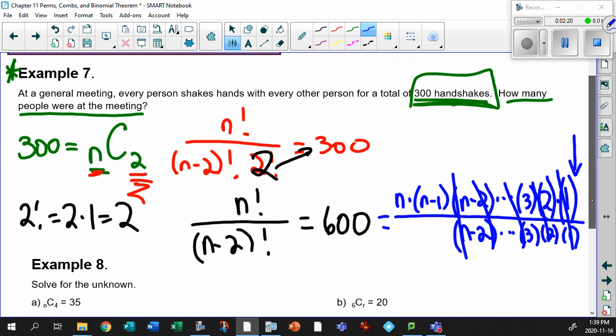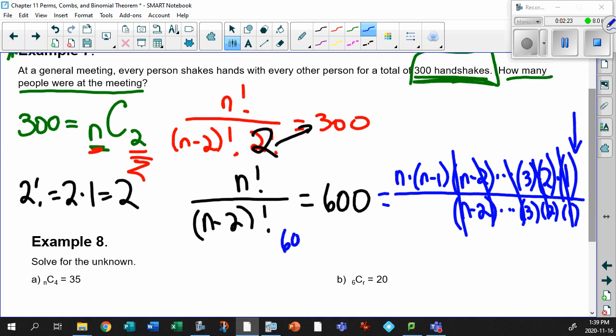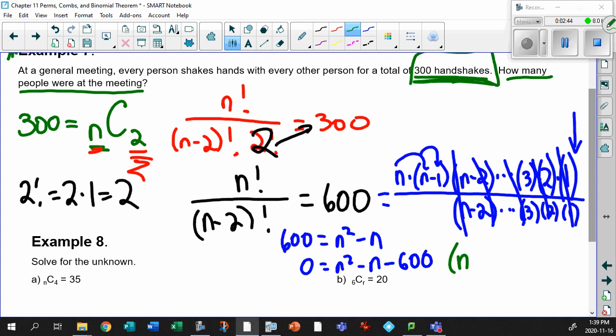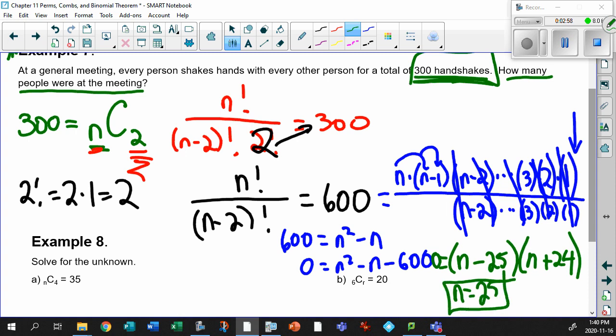And if you think about it then, we have 600 equals N squared minus N. All I'm doing is distributing this. Bring that over to the other side. We have 0 equals N squared minus N minus 600. Oh, that's simple factoring. We could figure that out, can't we? N minus 25, N plus 24. So let that equal 0, of course. We know that N has to be equal to 25. So in other words, 25 people were at the meeting.